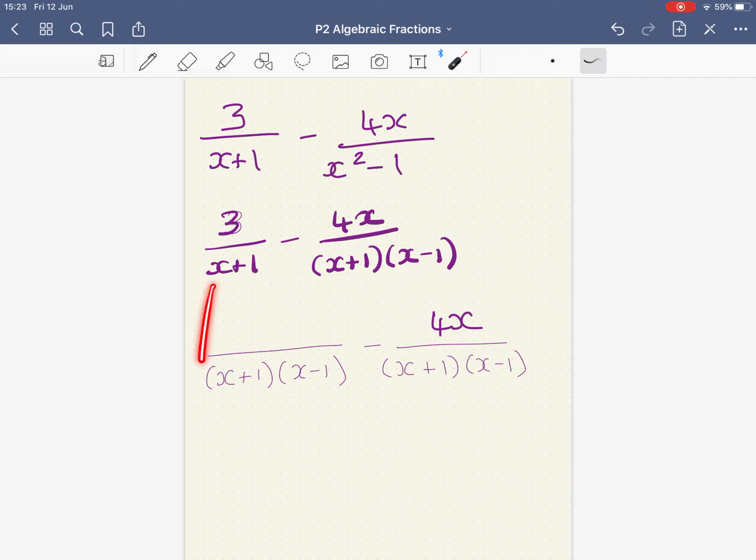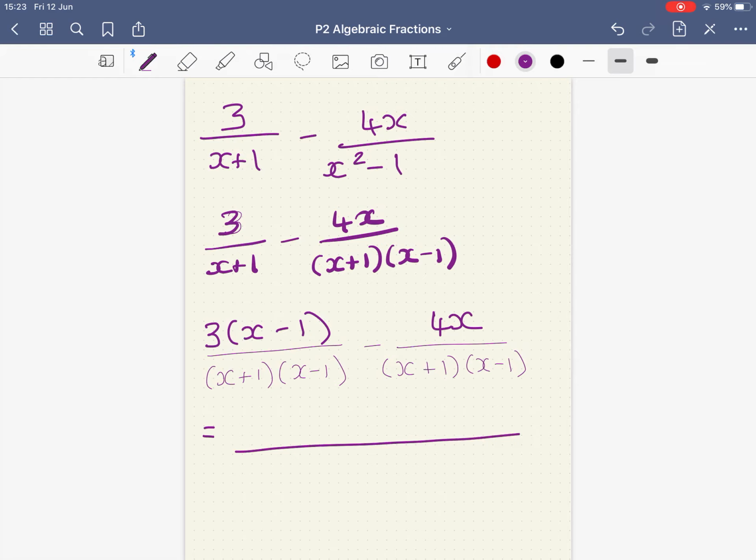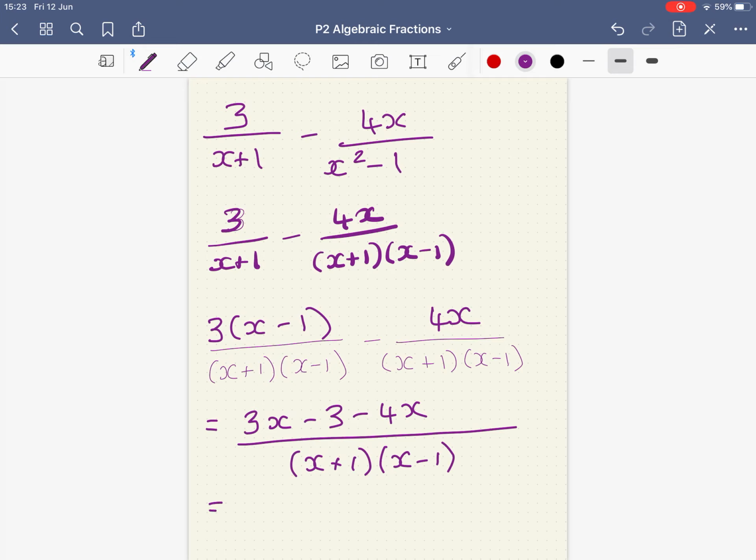So to get from here to here, we're multiplying by x minus 1. So we'll have to do the same on the top. So 3 lots of x minus 1. All right. Now, write it all now with the common denominator of x plus 1, x minus 1. The top is 3x minus 3 minus 4x, and therefore we get minus x minus 3 over, just might as well put it back as x squared minus 1, okay?